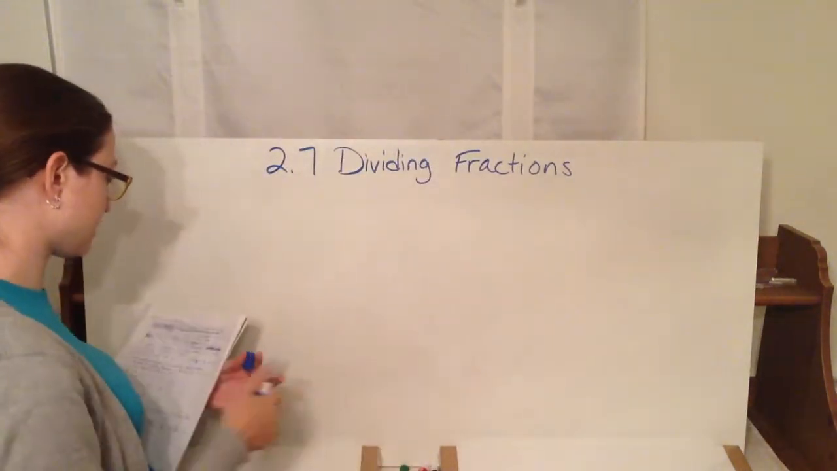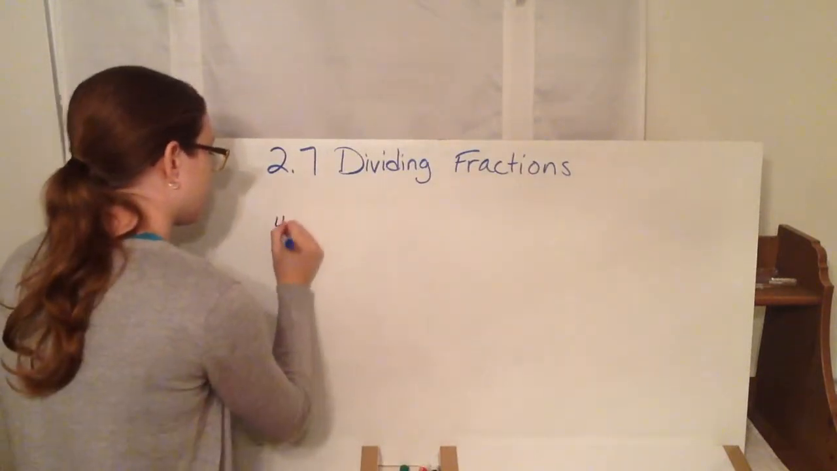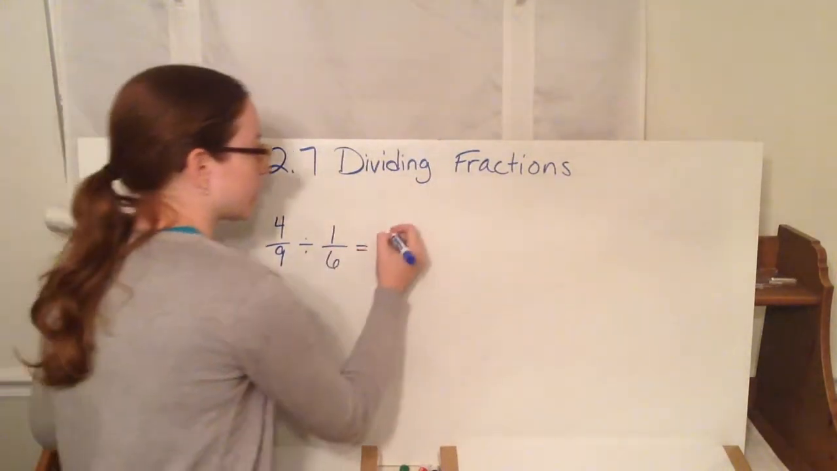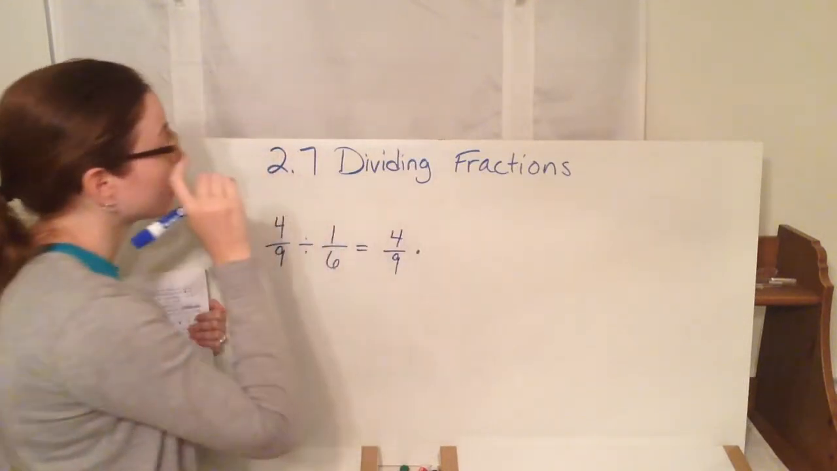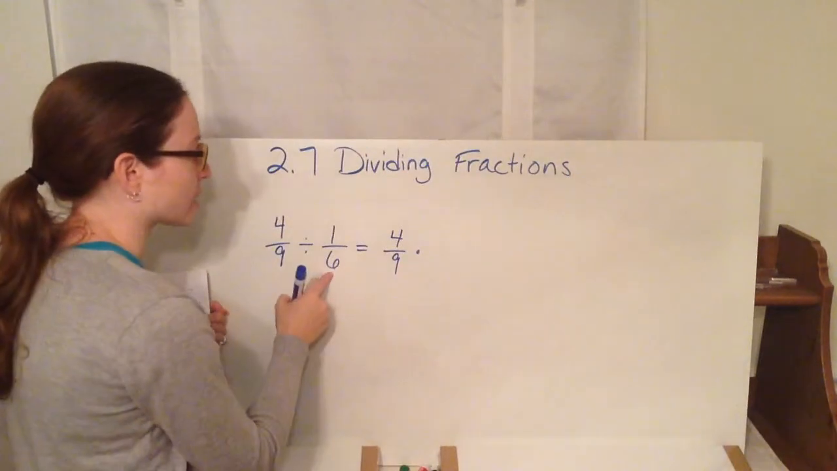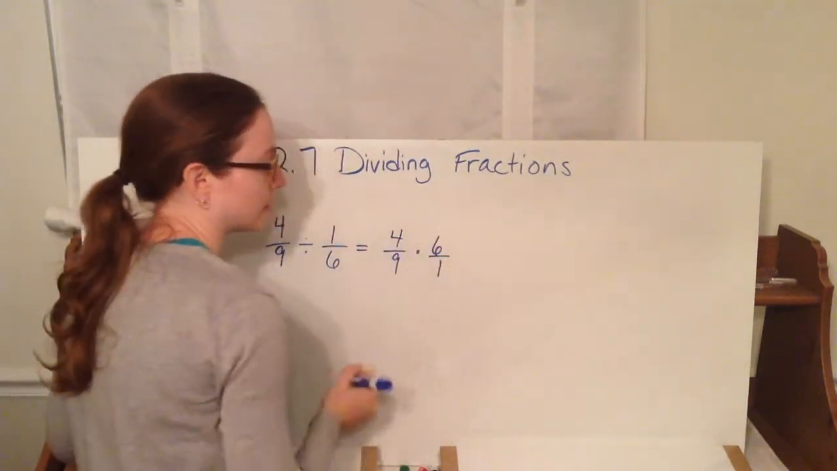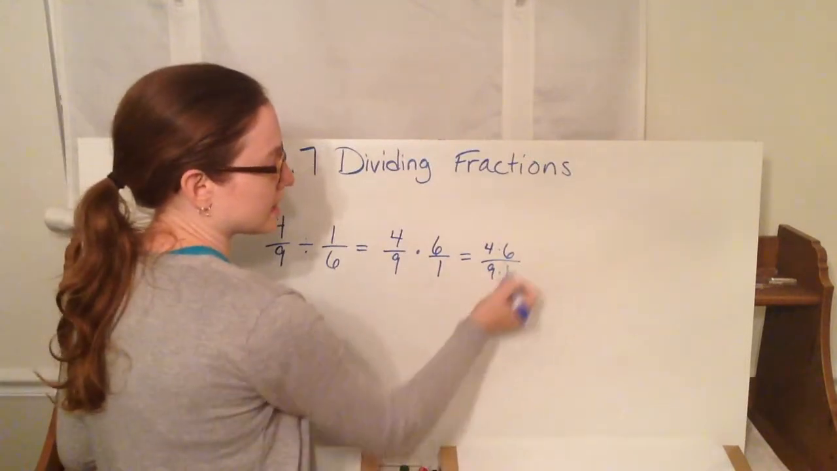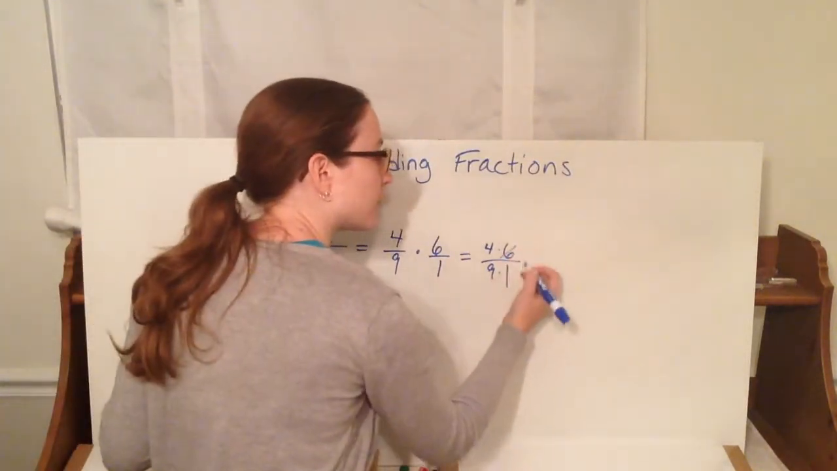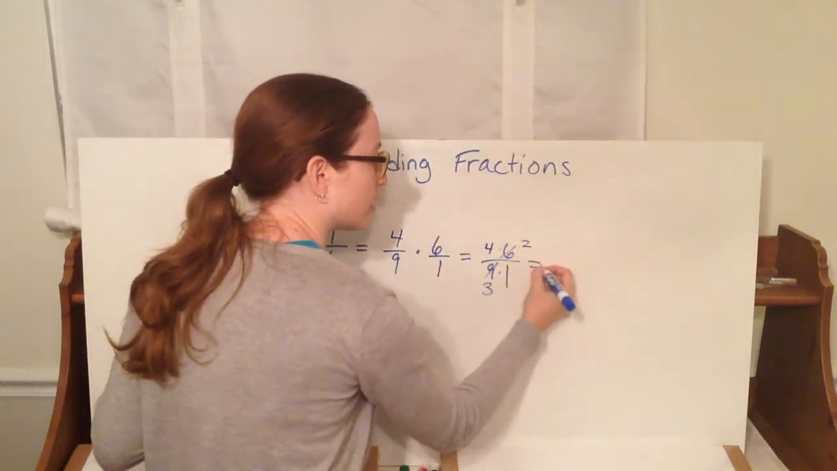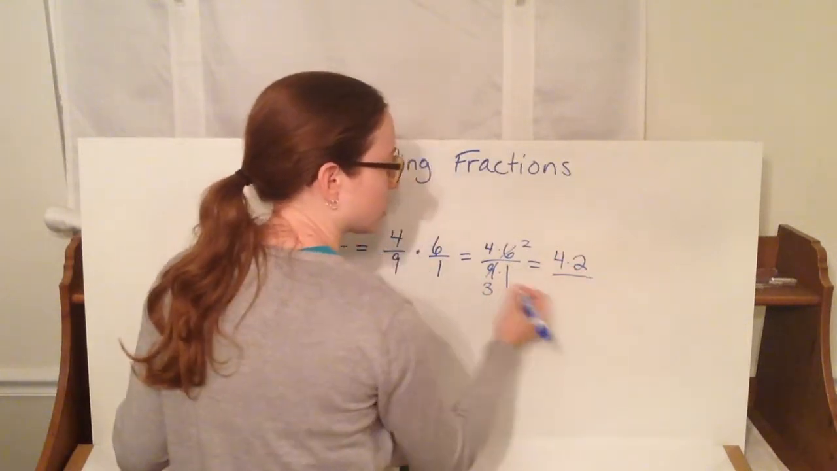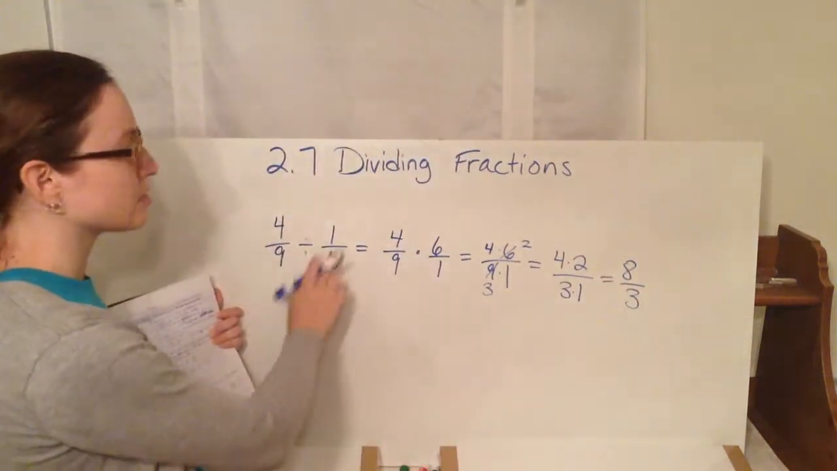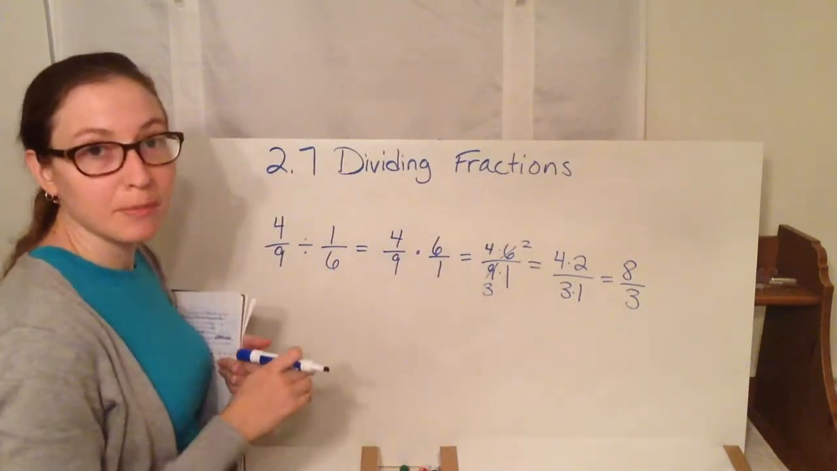Another example could be 4/9 divided by 1/6. Hopefully you know the first fraction will stay the same. We change the sign and we multiply by the reciprocal of the second fraction. 1/6 becomes 6/1. We now get 4 times 6 over 9 times 1, but 9 and 6 have a common factor of 3. So when I divide by 3 here, I get 2, and here I get 3.